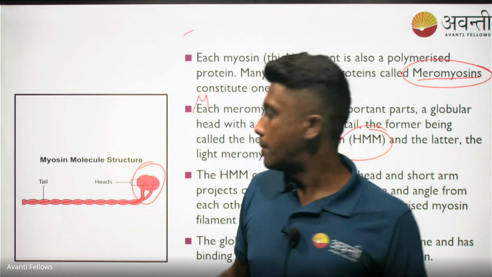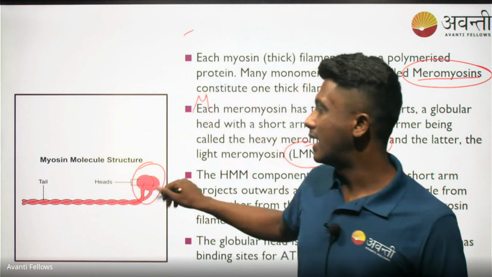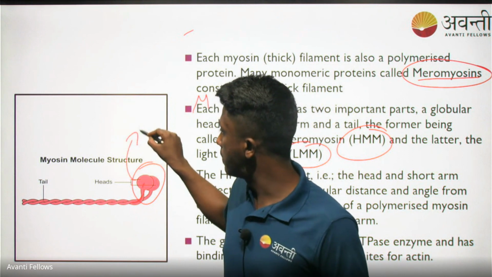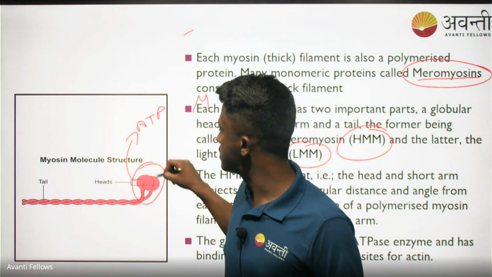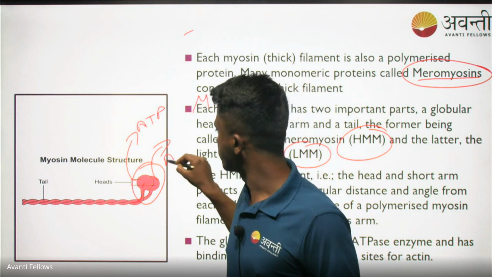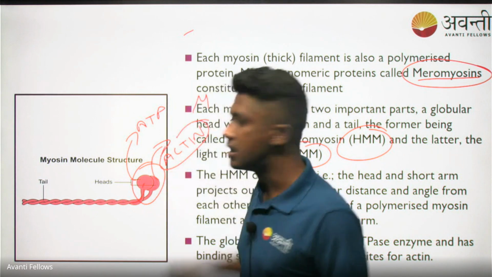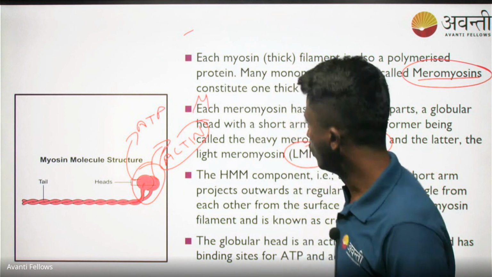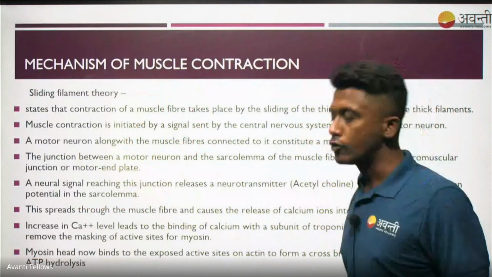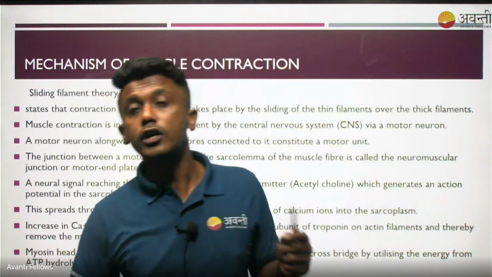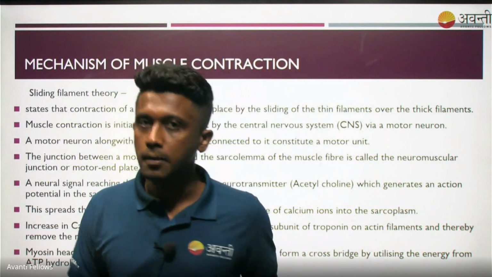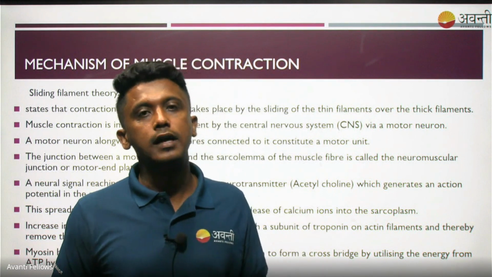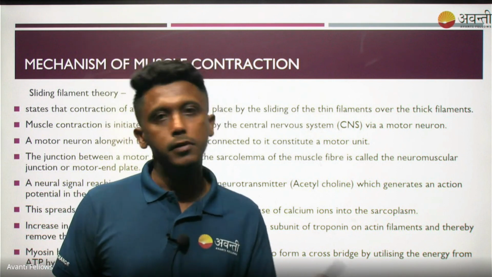So now the myosin, apart from the light tail and a heavy head, the heavy head has two important regions. One is where the ATP binding site is present, and the other is where the actin binding site is present. So these are very important facts that you have to understand with respect to myosin. Is it clear? So if the question is asked, what is the monomeric unit of myosin? You have to tell it is meromyosin. Okay. And then what are the different types of meromyosin you have? You should tell it is light meromyosin and heavy meromyosin.